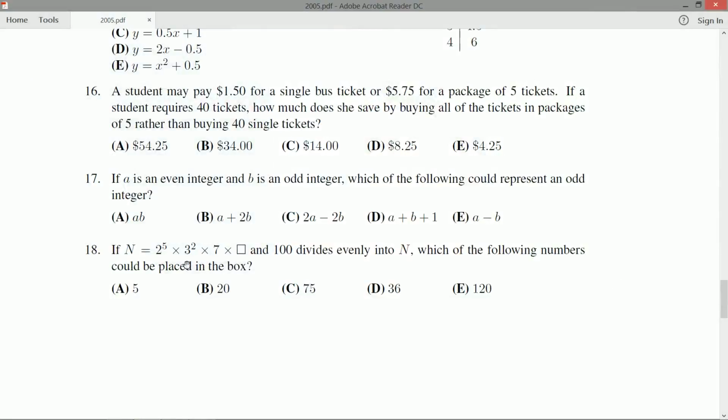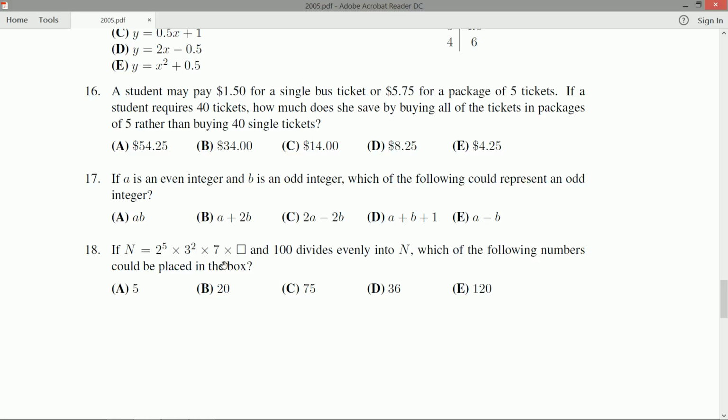So, if n equals 2 to the 5 times 3 squared times 7, which should probably be written as 7 to the 1, times box, and 100 divides evenly into n, which of the following numbers could be placed in the box? So we got 5, 20, 75, 36, 120.